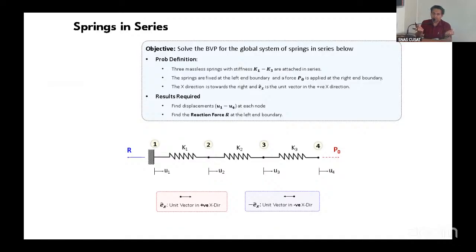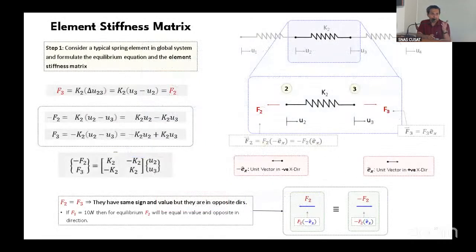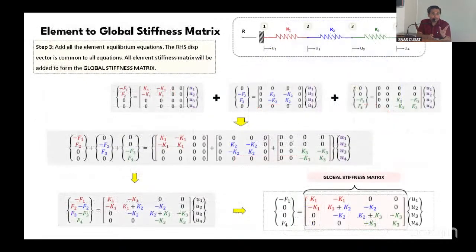If you take an axial bar, it just acts like a spring. The stiffness is EA by L. So you can look at springs in series, like take 3 springs. For example, out here, you can get the element stiffness matrix. I'm just going to go through fast. And out here, you can construct the global stiffness matrix.